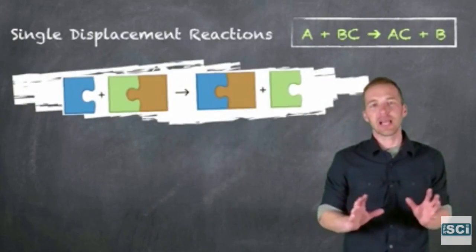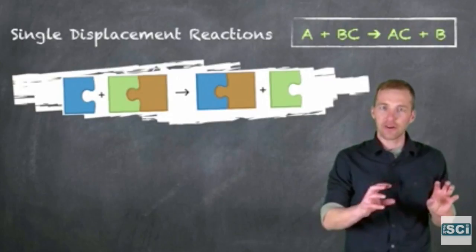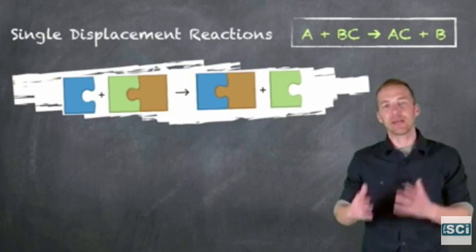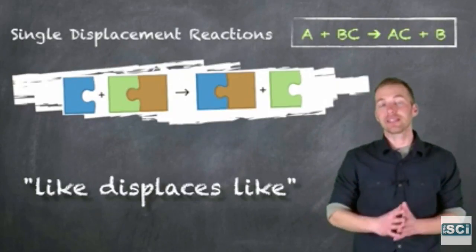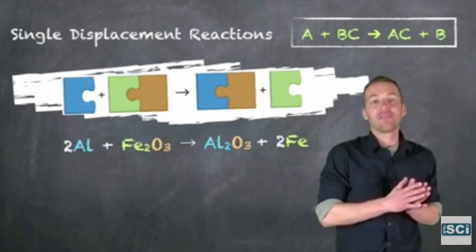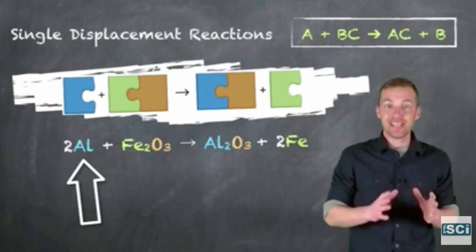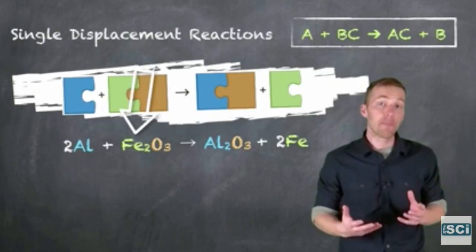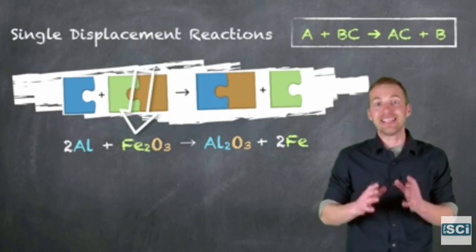And we can almost picture this like puzzle pieces. Certain puzzle pieces will fit together, others won't. And we say that in these types of reactions like displaces or replaces like. And in fact, you can see this in this particular reaction. So if we look back at our example, you can see that we have two metals. One metal is by itself, initially that's the aluminum powder, and one metal is in a compound, and that is the iron that's in the iron 3 oxide.